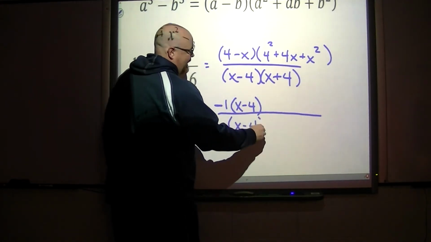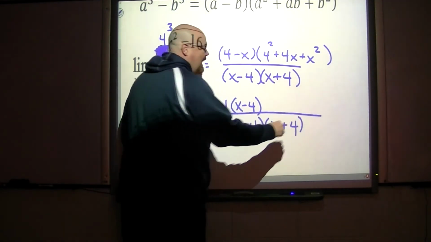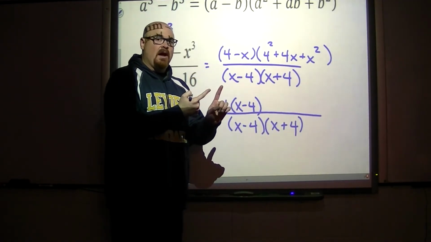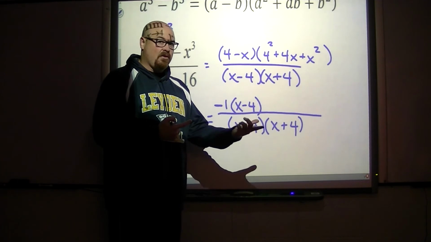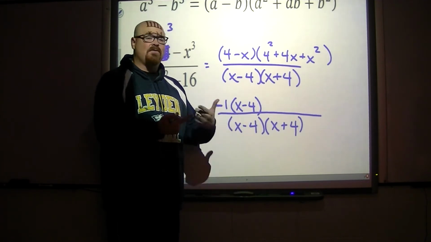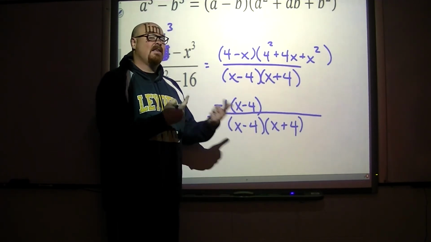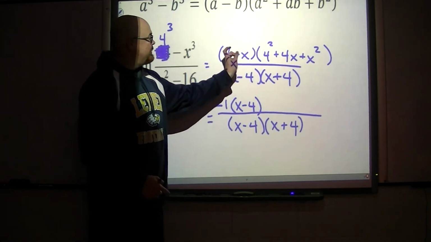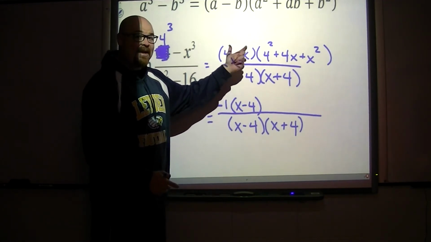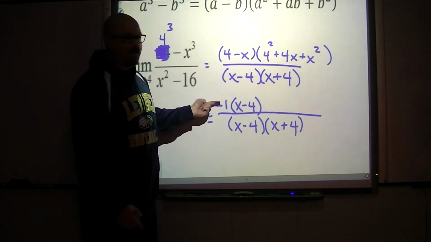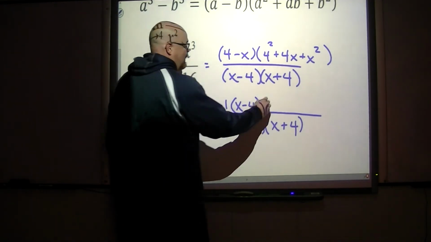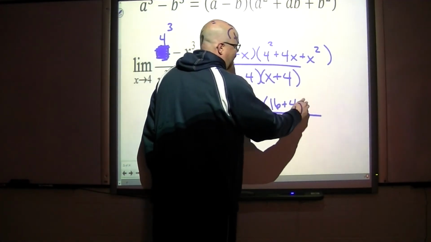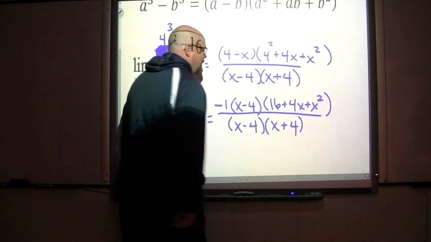I wanted to have that say x minus 4. I don't get to switch subtraction, right? 5 minus 2 is 3. 2 minus 5 is -3. It's not the same thing, right? It's actually the opposite. So if I want to switch this around, I can switch it around if I make it the opposite, and that's why that negative's here now. Okay, so we have 16 plus 4x plus x squared here.